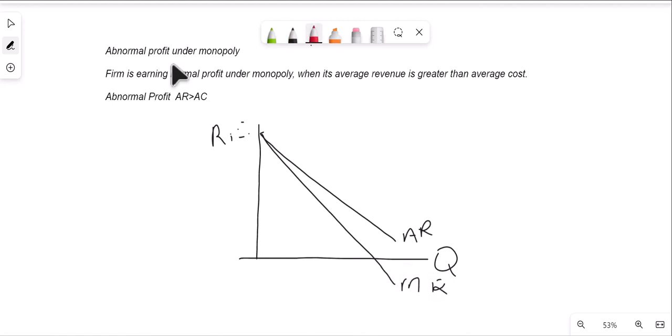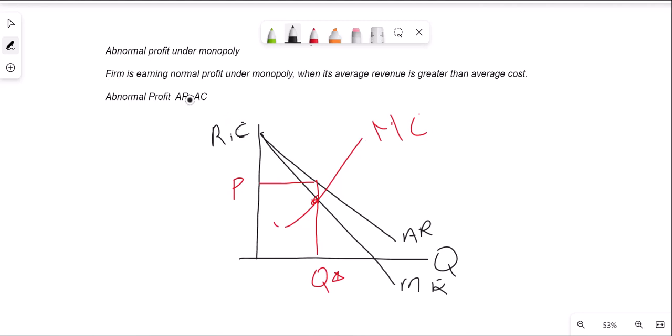Now we have to draw the marginal cost curve in order to find out the optimum level of output. So at this point MC and MR are equal, so it will give us the level of output, and if we join this line with the price line, it will give us the price for this level of output.